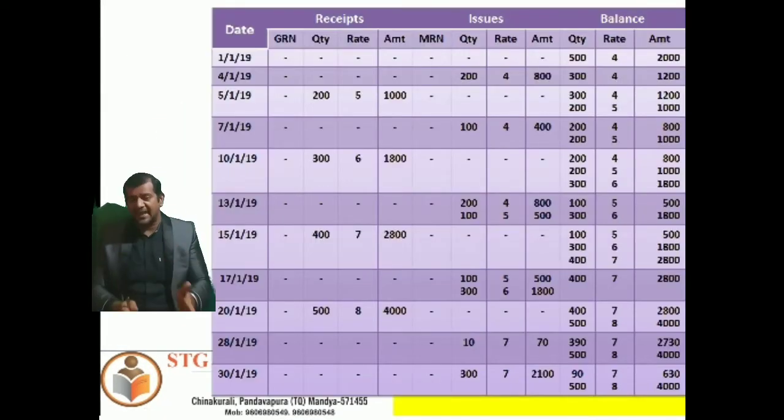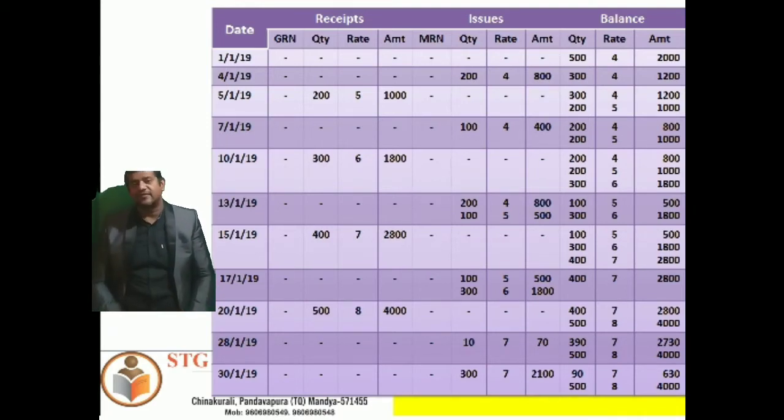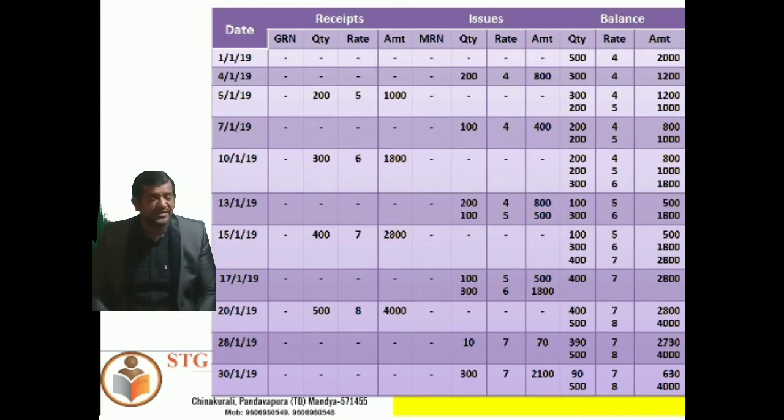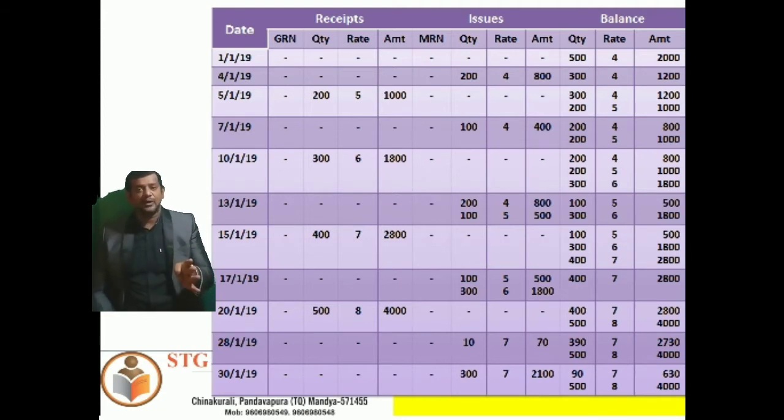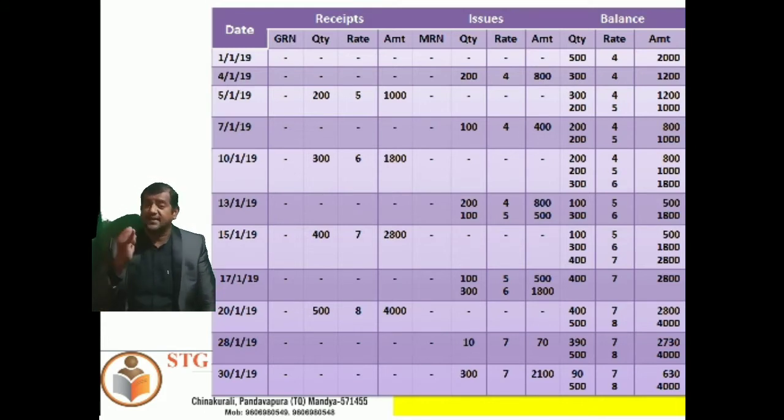With a column date, then a column receipts. The receipts column will have 4 sub-columns. Which are those 4 columns? GRN, quantity, rate, amount. And after that we will have an issue column, which again will have 4 columns, that is MRN, quantity, rate and amount. And we do have a balance column which will have 3 sub columns, that is quantity, rate and amount.